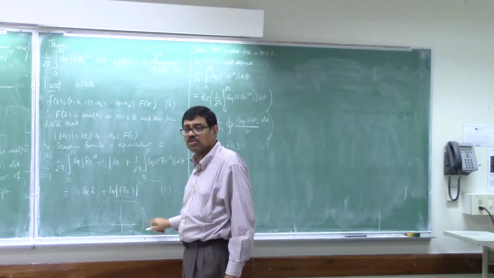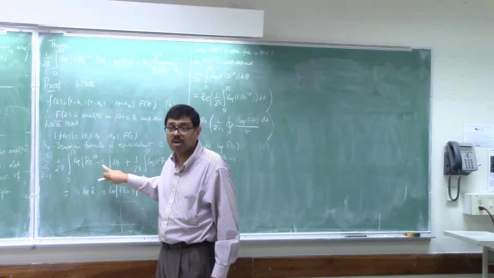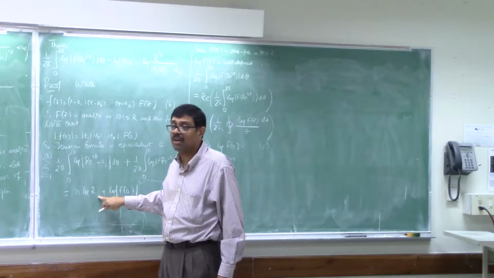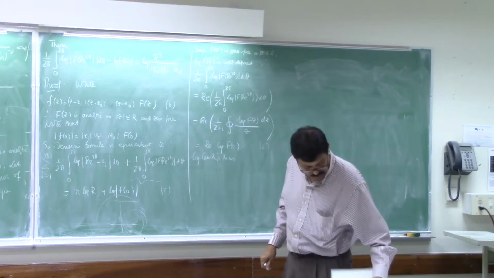So that contribution will be nothing. Only the r will come out. But the r is going to come out over every 0, and that's going to give me n log r. So that's another way to view that.